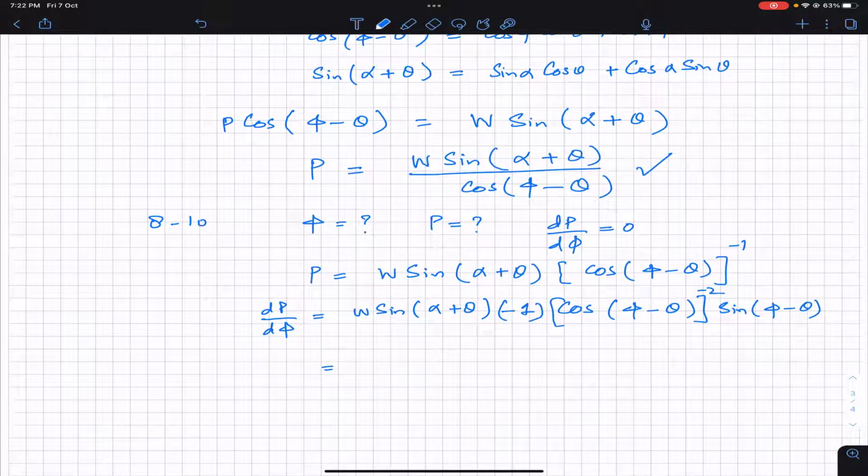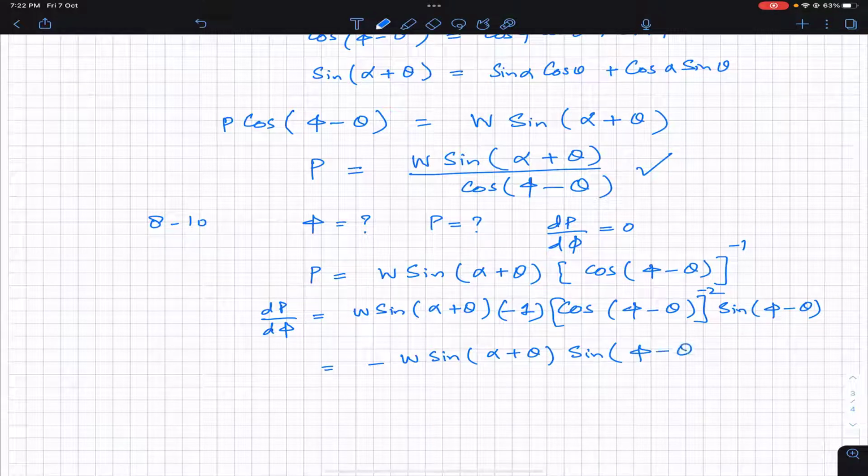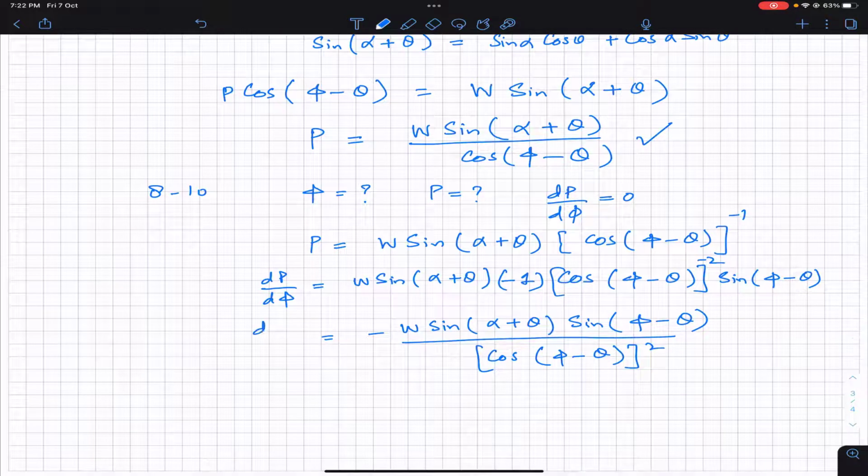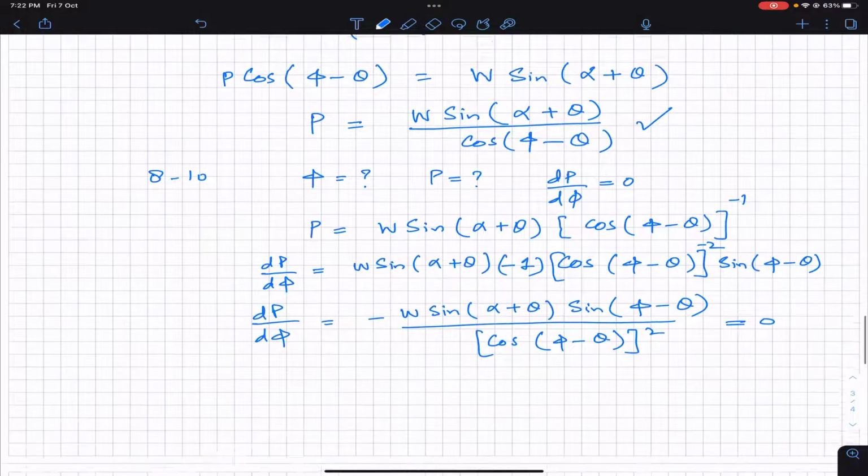So now we can write this minus here. This will be minus W sine of alpha plus theta, and then let me write this term first. So this will be sine of phi minus theta divided by, we need to bring this to the denominator again, so in the denominator this will become cos phi minus theta square. So this is dP by d phi, and we equate it to 0.